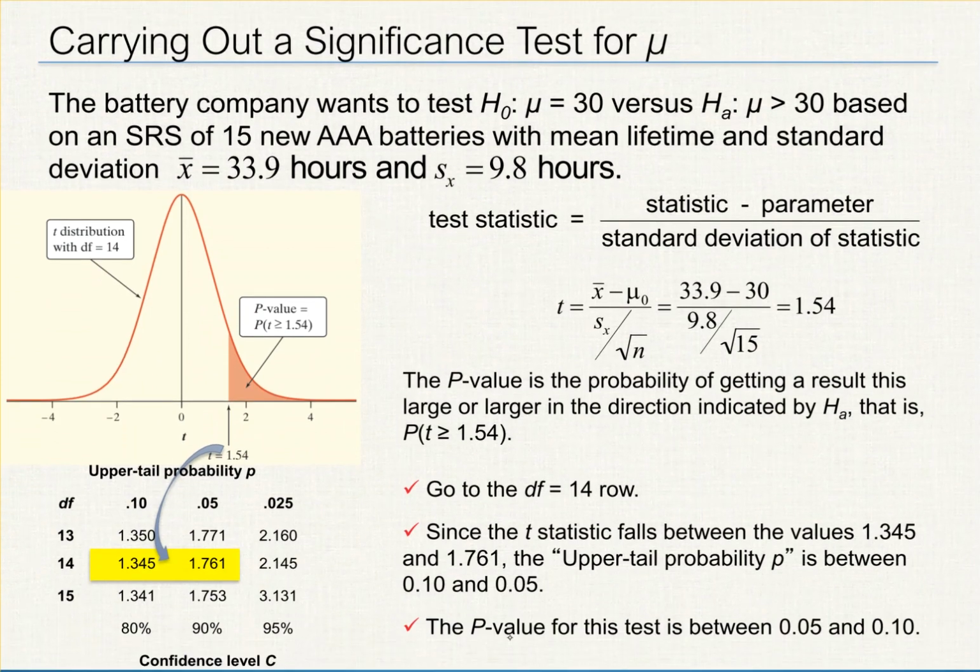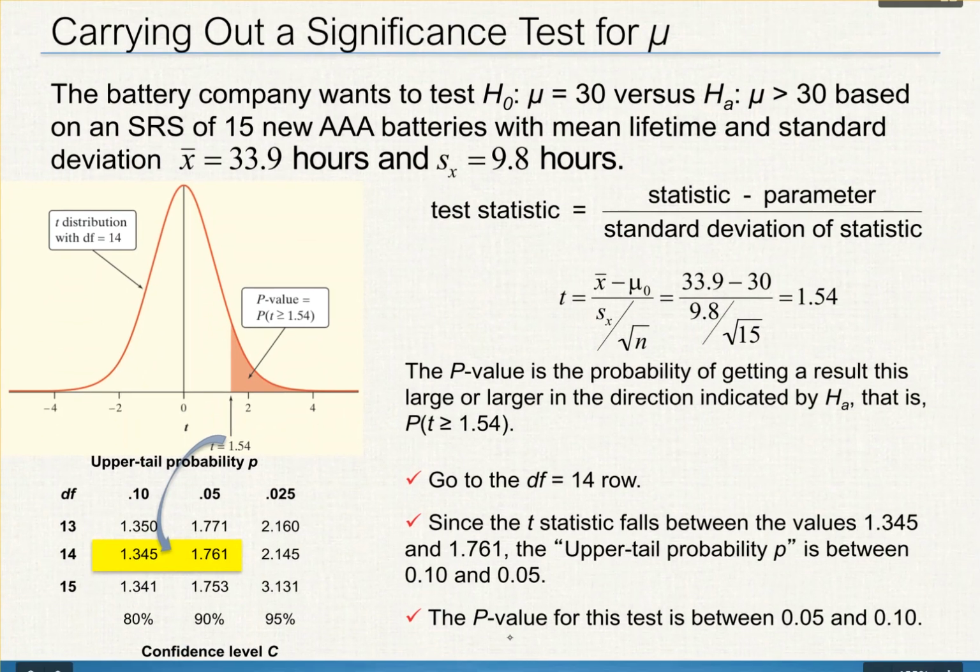All right, so let's go ahead and do it. We plug in our x bar, which is 33.9. We're assuming that our null hypothesis is true, so mu is equal to 30. We plug that in, and then our standard deviation was 9.8 hours, which again was given to us in the problem, and n is equal to 15 because our sample size is 15.